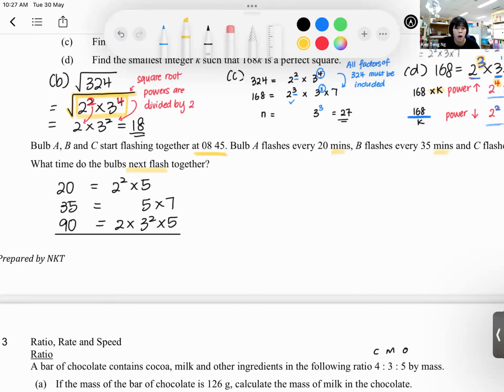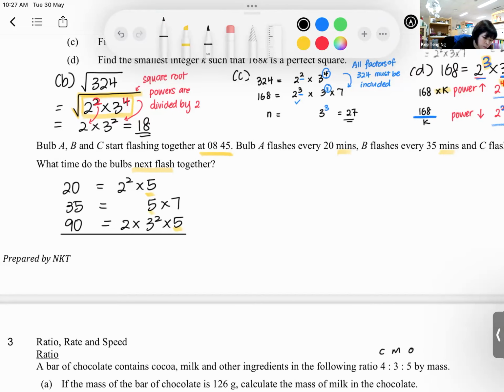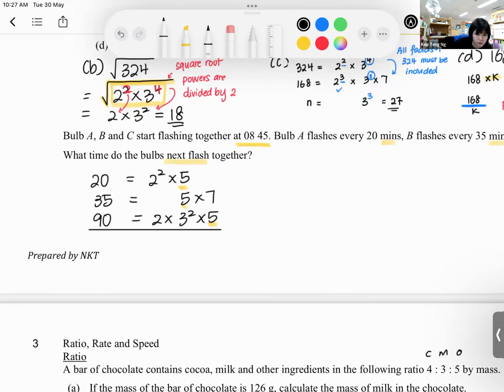So are we going to look for the highest common factor, or the lowest common multiple? If I look for the highest common factor, it is 5. Is it possible that they will next flash together again 5 minutes later? Not correct. So in this case, we are going to find the LCM instead. The highest common factor doesn't work.